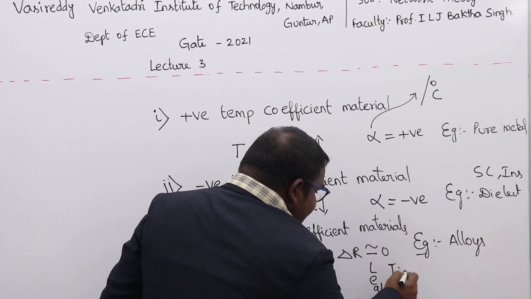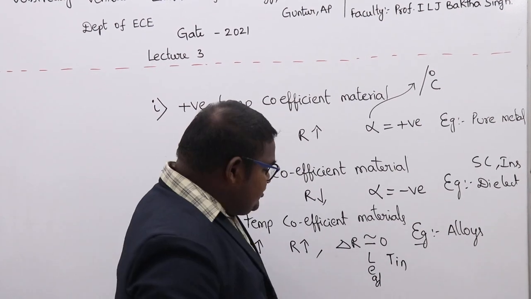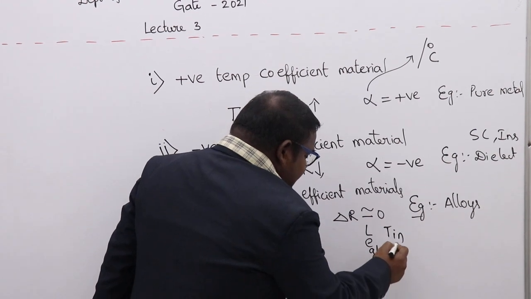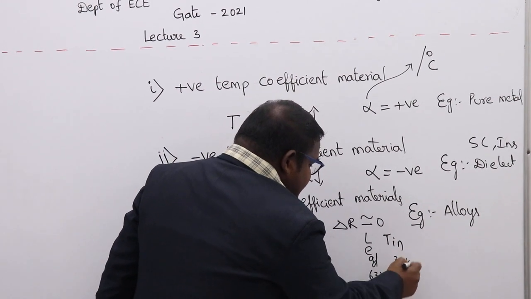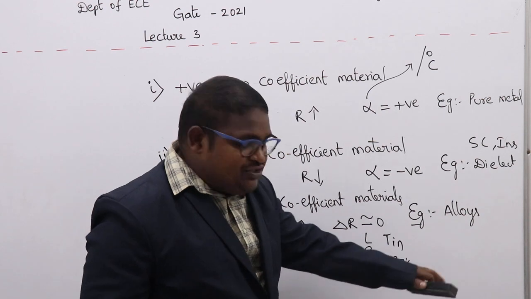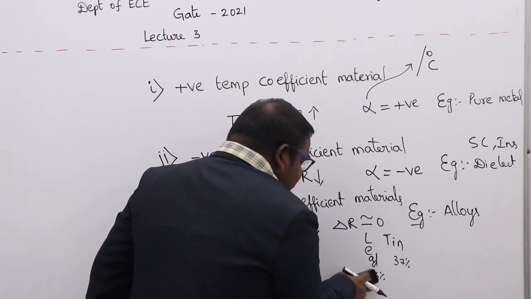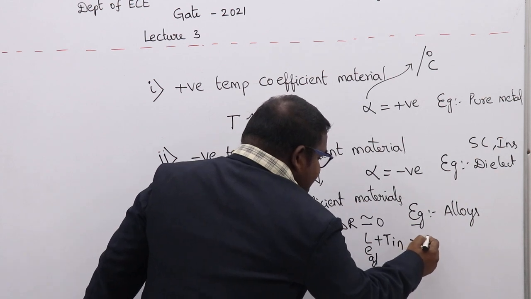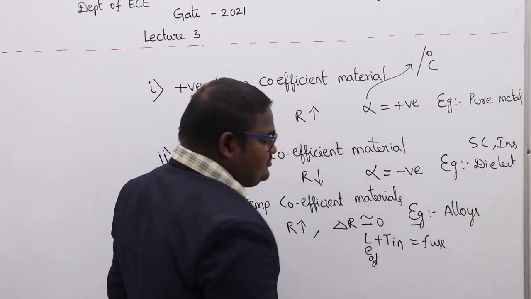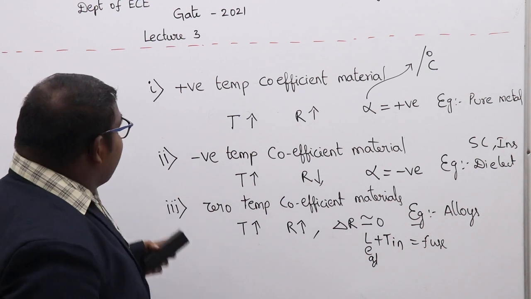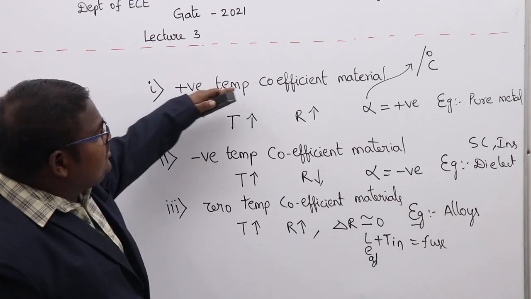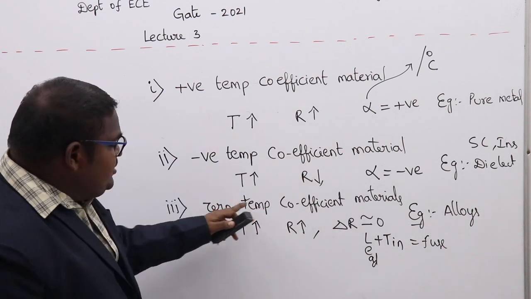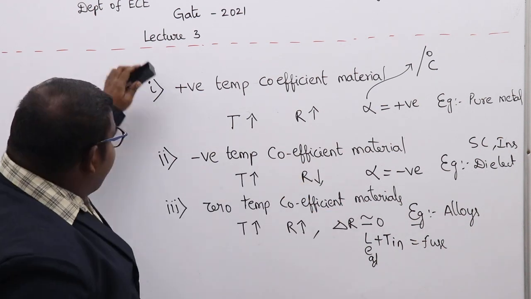Lead tin mixture. Here lead is 63% and tin is 37%. The mixture of these two in this fashion, we used to design the fuse. That's next. This is positive temperature coefficient material, negative temperature coefficient material, and zero temperature coefficient material.